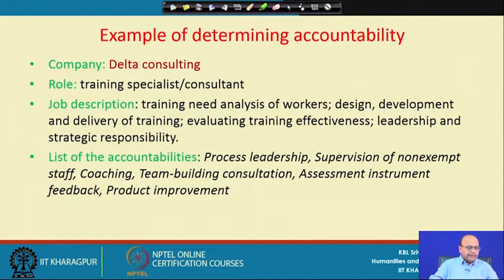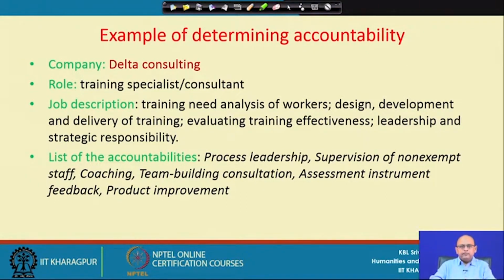Now, I am taking one example here to explain how we go about determining accountability. So, this is an HR role and the company is known as Data Consulting. So, you can see that at Data Consulting there is a specific role like training specialist or consultant and his job description is given. So, what is the job description of a training specialist? Identifying the training needs of the workers, designing, developing and delivering training, evaluating training, providing leadership and also taking strategic responsibility for the growth and development of the employees, right.